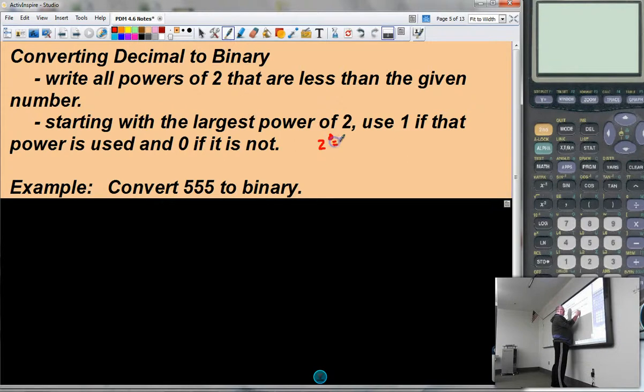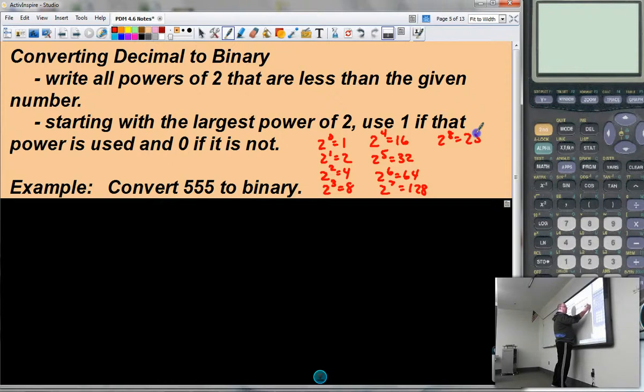I have 2 to the 0 is 1. 2 to the first is 2. 2 to the second is 4. 2 to the third is 8. 2 to the fourth is 16. 2 to the fifth is 32. 2 to the sixth is 64. 2 to the seventh is 128. 2 to the eighth is 256. 2 to the ninth is 512. And then 2 to the 10th is 1024.